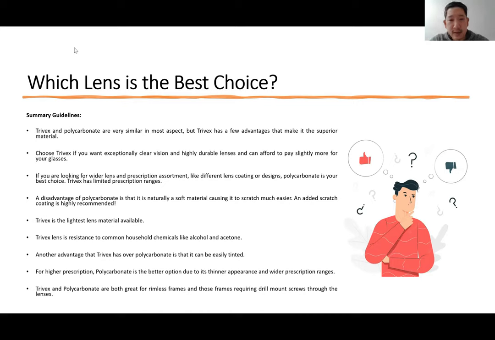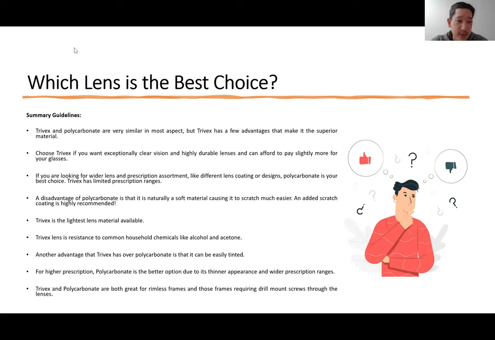As I mentioned, a scratch resistant coating is highly recommended, right? Trivex is the lightest material available, so it is a very good partner with the rimless frame. Typically, people who want a rimless frame want a frame that is very light, and matching it with the Trivex lens, which is the ideal lens for a rimless frame, is going to provide you a lighter lens with a lighter frame.